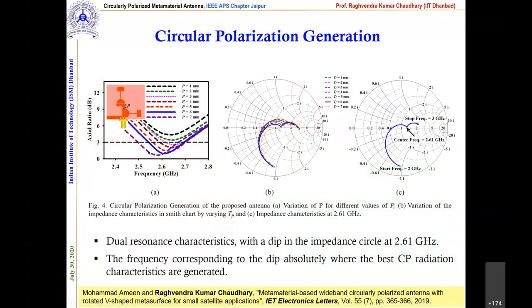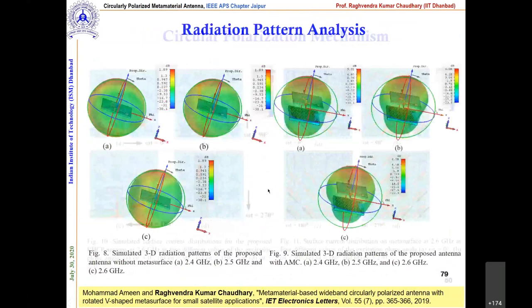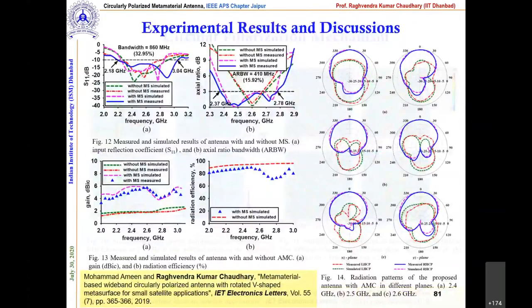And this is the same analysis we performed in the last ones, correct? So finally, the structure, if I show you, the results are like this: we are getting the bandwidth of 2.18 to 3.04 GHz. This is 32.95% with 60 megahertz, correct? We have a ratio bandwidth of around 15.92. This is quite high, correct? And we improved the gain, by about 3.5 dB, correct?